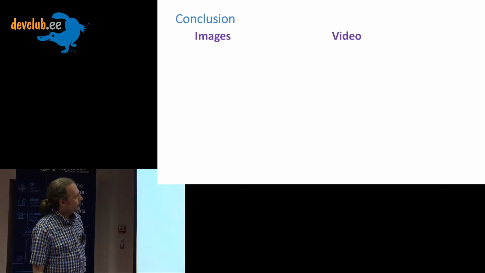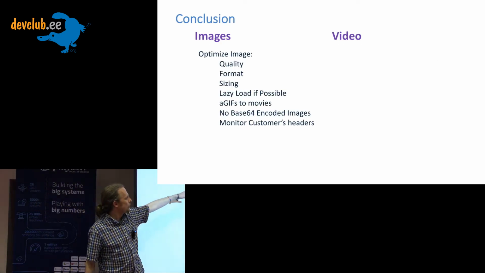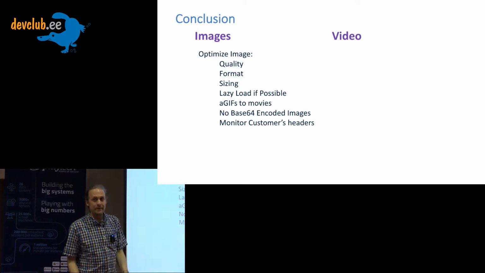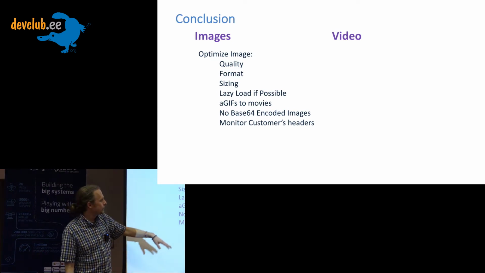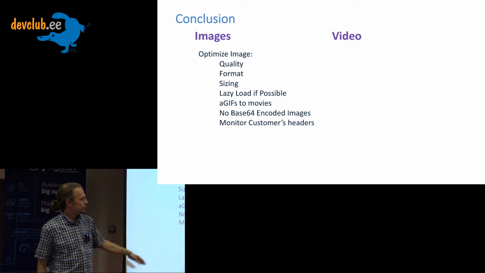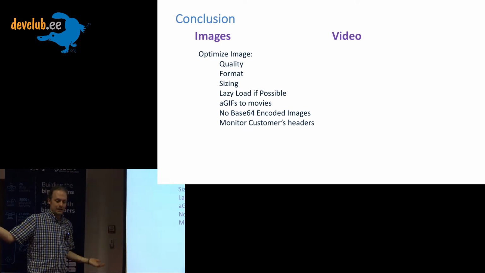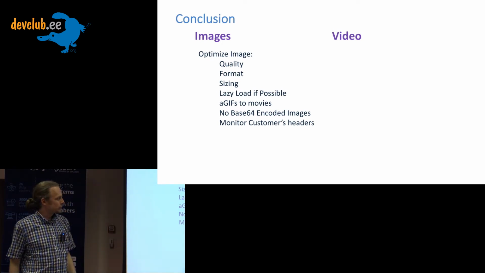So, in conclusion, optimize your images for quality, format, resize them, lazy load them. Look for this in Chrome 75, it's pretty cool. Turn your animated GIFs to movies. Don't base 64 encode your images, and monitor what your customers are asking. If they say, smaller images, go for it.